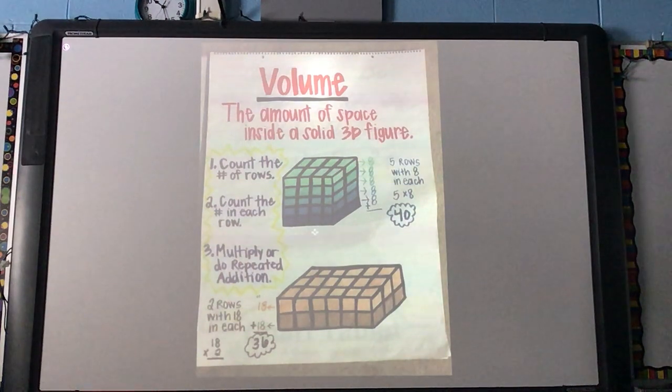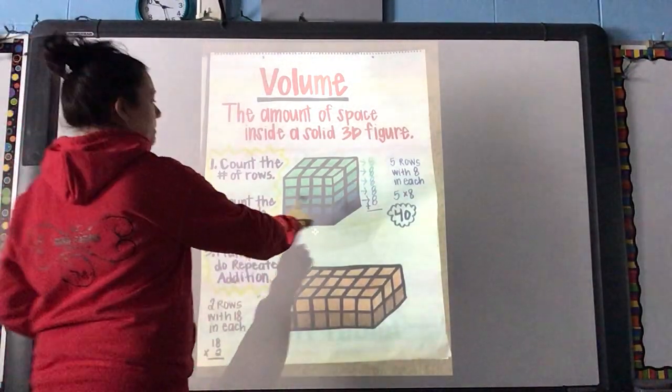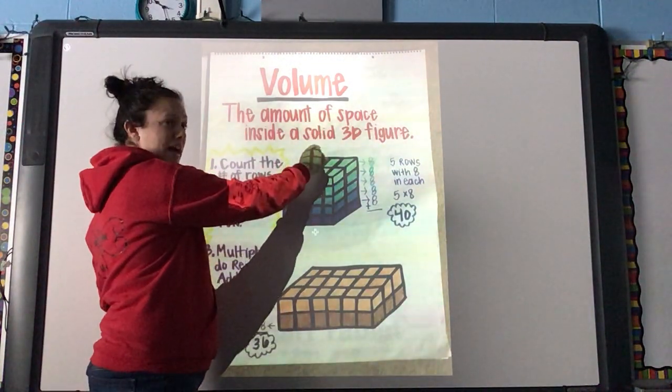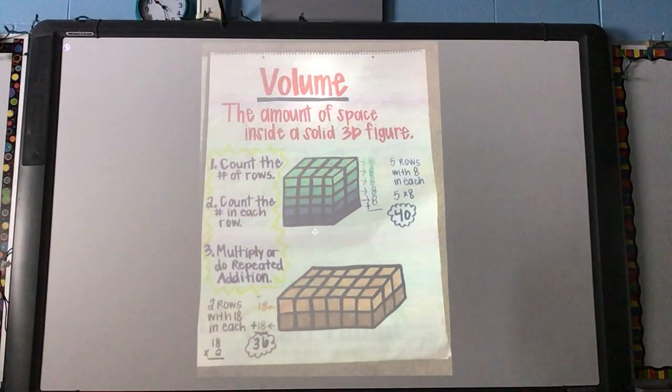Okay? Now, the only tricky part about finding our volume today is sometimes you're not going to be able to see all the cubic units to count. And that's why they use the 5 by 8 rule there. If you're looking at the front side of the cube, can you see the cubes on the other side behind it in the back? No. Okay? So you kind of got to use a little bit of imagination, being it's a 3D shape.